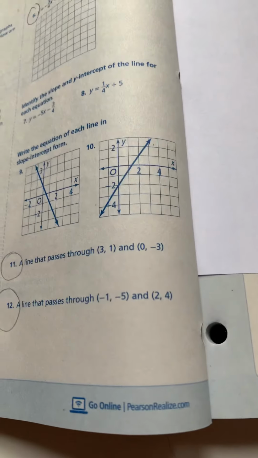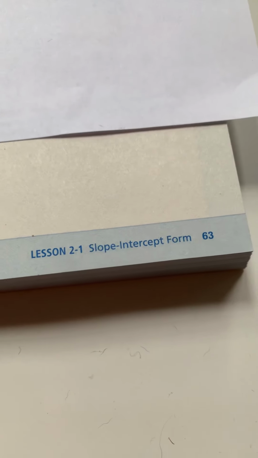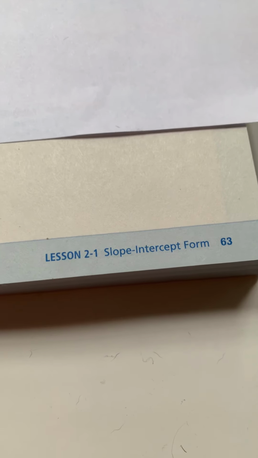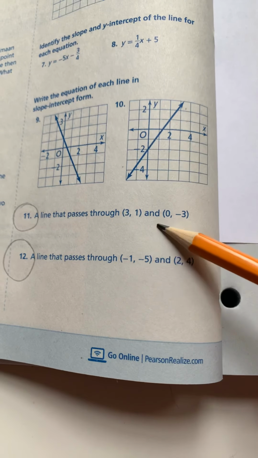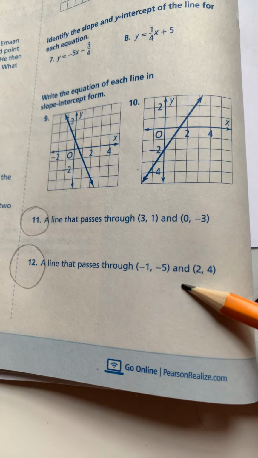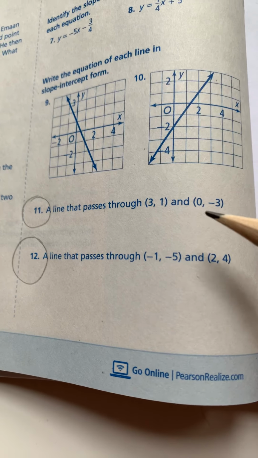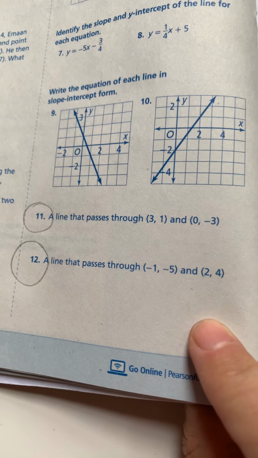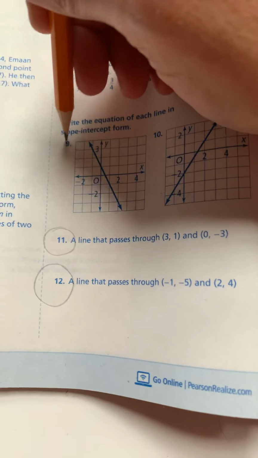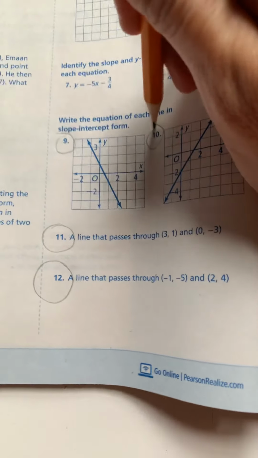All right, I'm going to do some examples from lesson 2-1 on slope-intercept form. And I'm going to do a couple of finding slope-intercept form from 2 points at the end. So I know those were ones that are probably really tricky for you guys. And I guess I'll do these graphs as well.